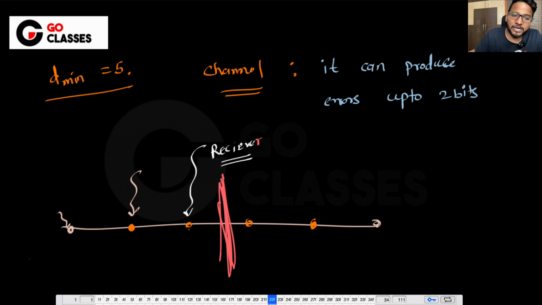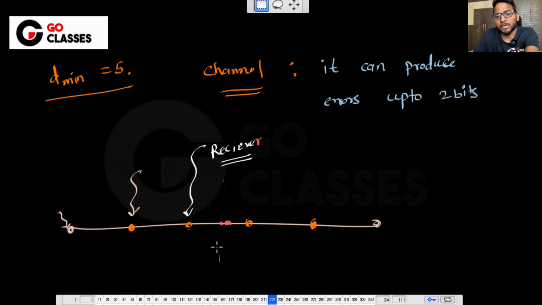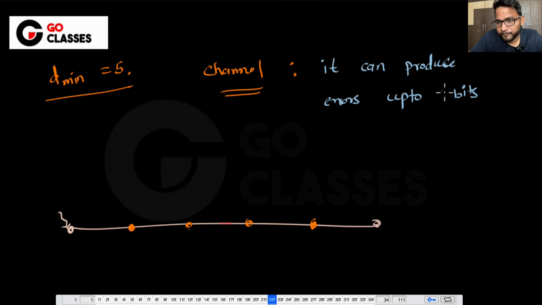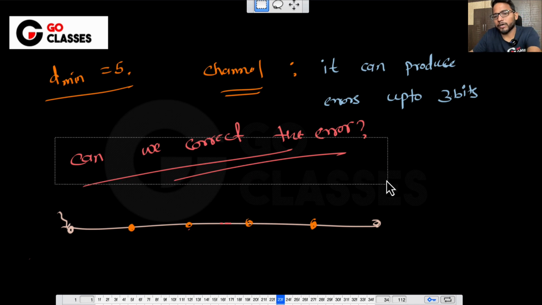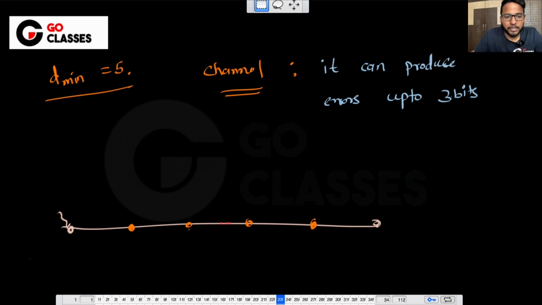Now suppose I change this question a little bit and say the channel can produce 3 bits of error and the minimum Hamming distance is still 5. As a programmer, whatever protocol I'm using just gives me a minimum Hamming distance of 5. Let me just erase this. And the channel can produce up to 3 bits of error. The channel is not nice in this case. Now tell me, can we correct the error? Think about it and just answer this. Can you correct the error in this case?